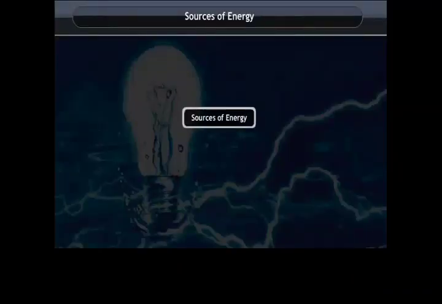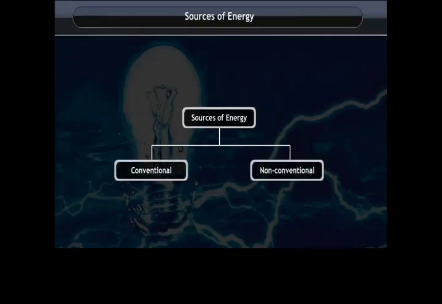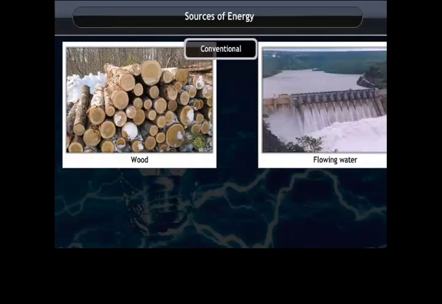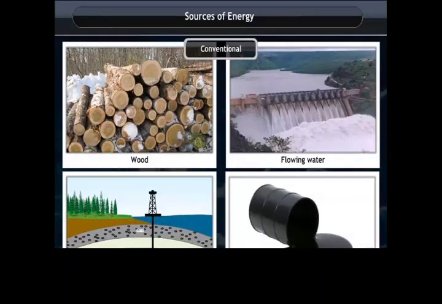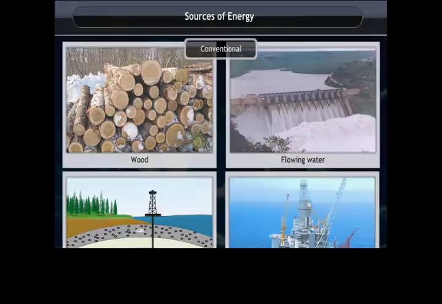Sources of energy. There are two main sources of energy. They are conventional and non-conventional sources of energy. Conventional sources of energy are wood, flowing water and fossil fuels, that is coal, petroleum and natural gas.